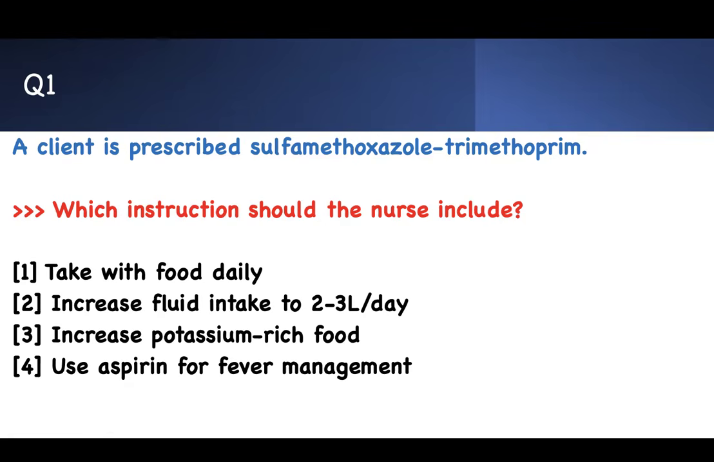Increase potassium-rich food? It causes hyperkalemia. You should not do that. Use aspirin for fever management? This is a trap. Think about it. If I have a fever, well, I don't know if it's Stevens-Johnson. Remember sulfa, the F is what? Fever. Fever associated with the rash and Stevens-Johnson. So you have to figure out that the patient is not having a reaction due to Stevens-Johnson syndrome. Or even if you take the aspirin, it can worsen your GI symptoms. So the right answer is number 2, increase fluid intake.